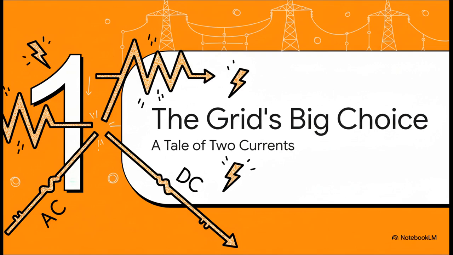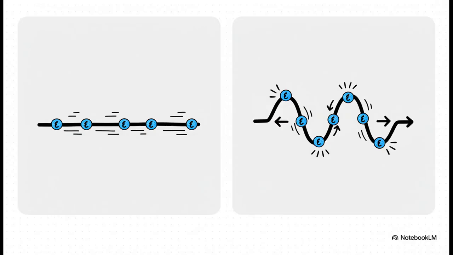You see, our entire power grid, the whole thing, is built on a choice that was made between two competing types of electrical current. On one side, you've got direct current, or DC. Just think of it like water flowing through a hose. It goes in one steady, straight direction. Super simple. But on the other side, you have alternating current, or AC.